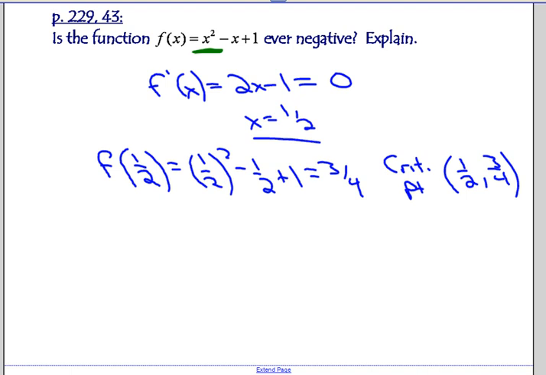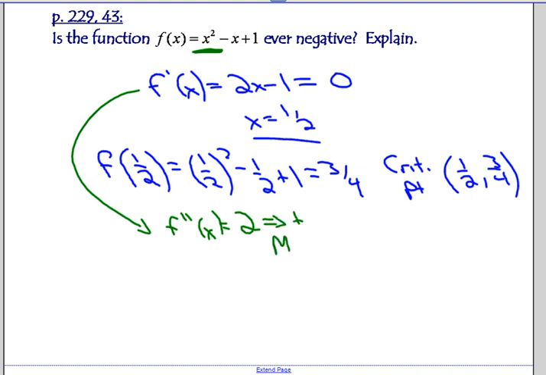Okay, we know it's a parabola opening upward, but let's just complete this deal anyway. Let's take the second derivative, and my second derivative is 2. My second derivative is positive. That means my one and only critical point is a min. So x equals 1/2 is a min.